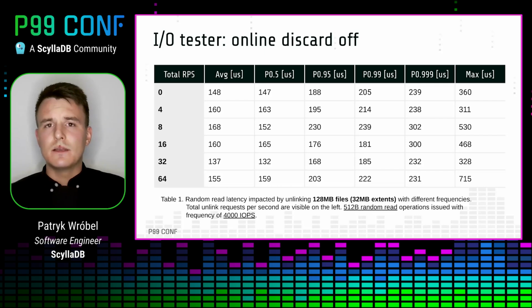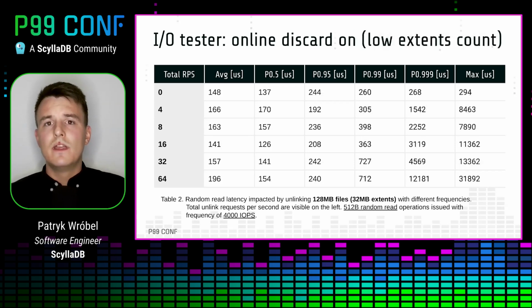this particular setup. However, let us see the results of the same exact experiment, but run in the environment that had the online discard mount option enabled for the XFS file system. And as we can see, the tail latency started to increase, and the more files we removed, the higher the spike was. In fact, what is interesting, during the experiments it was concluded that this is not the worst case, and that the impact of unlinking a file depends on the file size and its fragmentation.